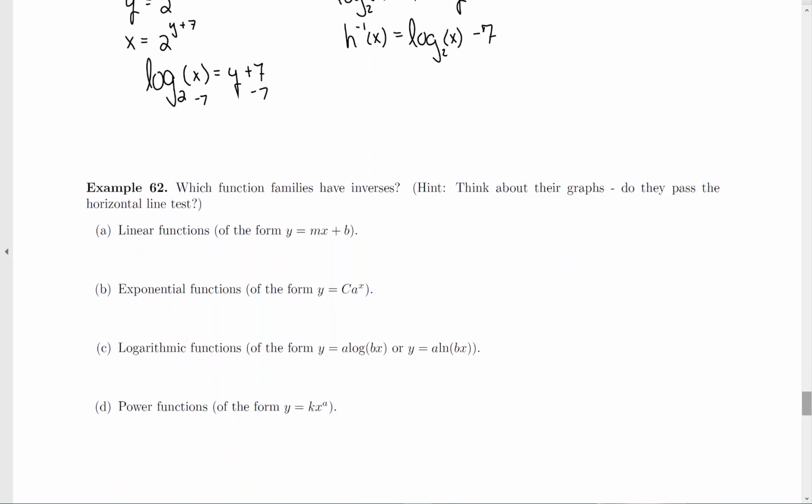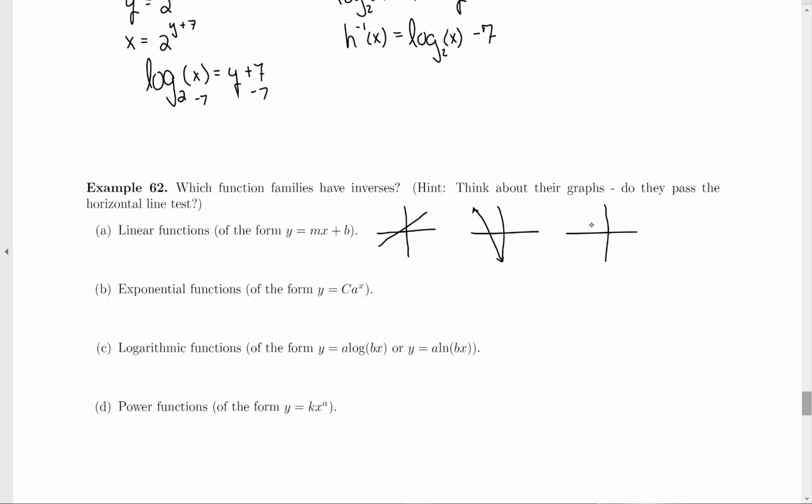For example 62, which function families have inverses? Hint, think about the graphs. Do they pass the horizontal line test? So if I think of a linear function in the form y equals mx plus b, I can have a line with a positive slope, and that's going to pass the horizontal line test. I can run a horizontal line across that line. It won't hit twice. I can have a line that's going downhill, and it too will pass the horizontal line test.